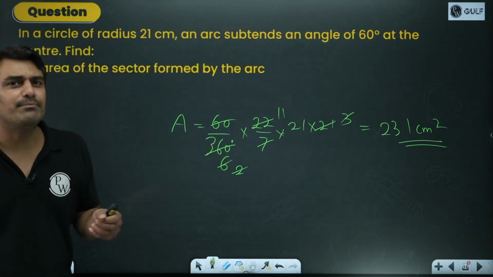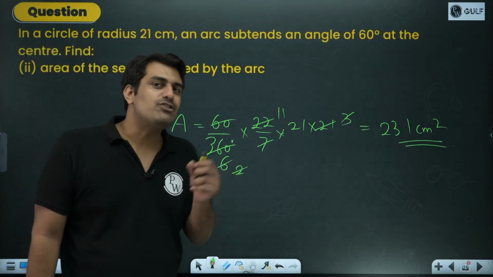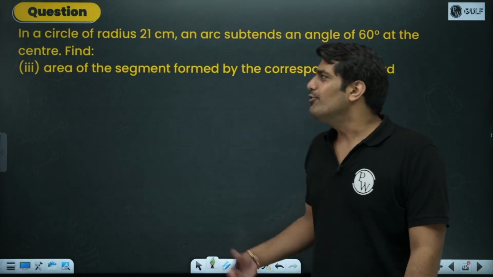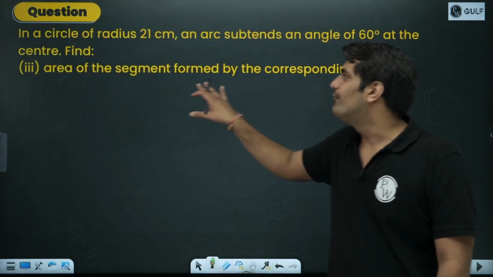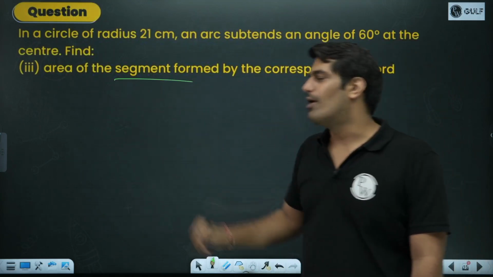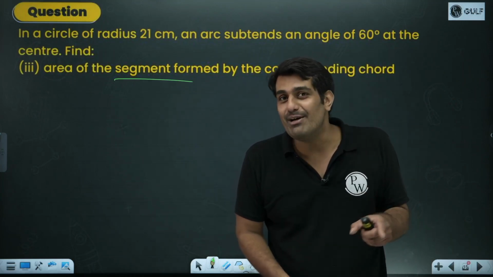So this is what we have learned today. And things are very simple. A single formula, 2 basic requirements, theta and radius. But that's not all in this particular chapter. There is one final thing, which is to find the area of the segment formed by the corresponding chord. Segment. What is that segment? I call it the final segment of the chapter.